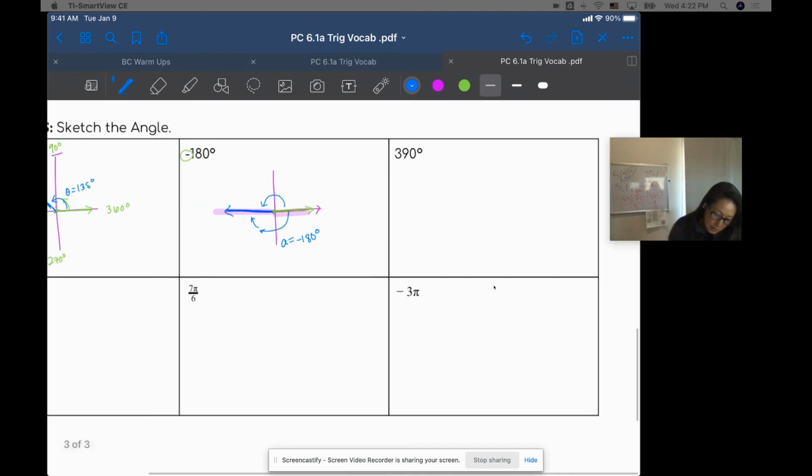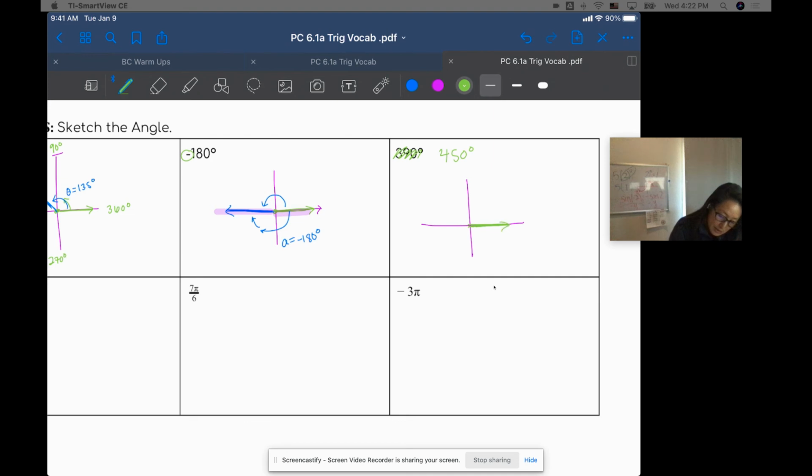Okay, so 390 degrees. Wow, let's do a different one. Let's do 450 degrees. Okay, so I'm going to start with my initial side on the positive x-axis, and then I'm going to start rotating. So I'm going to go around one full circle, 360 degrees. And then I can see that 450 is split up into 360 plus 90 degrees. So after I spin one full rotation, I need to spin another quarter rotation to 90 degrees.